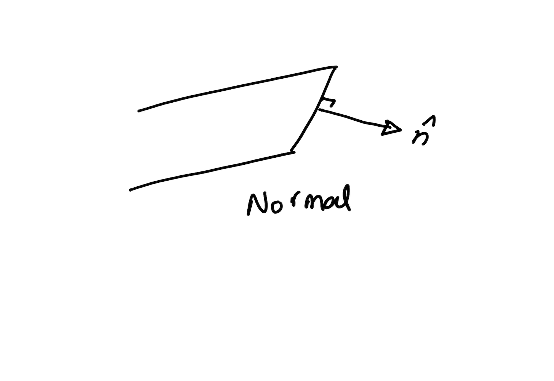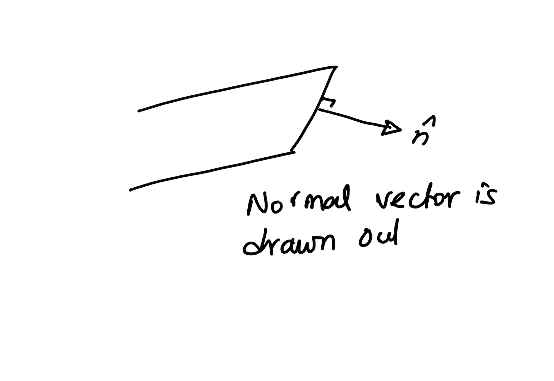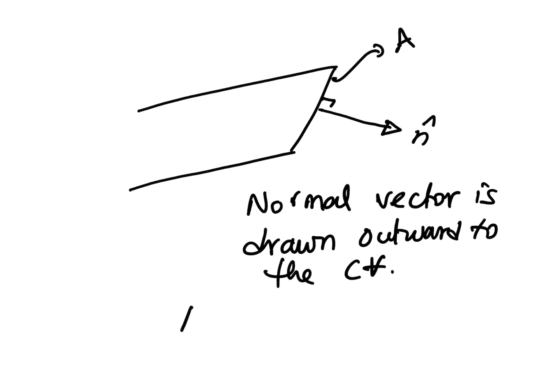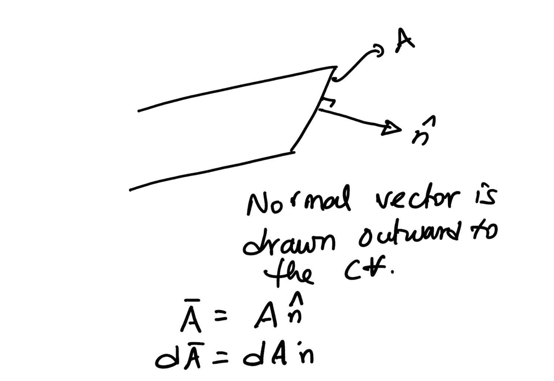Normal vector is drawn outward to the control volume. Now if we think of this surface, and let's say its area is A, the vector A is the magnitude A times n cap. And when I say dA vector, I'm talking about an elemental area dA multiplied by n cap.